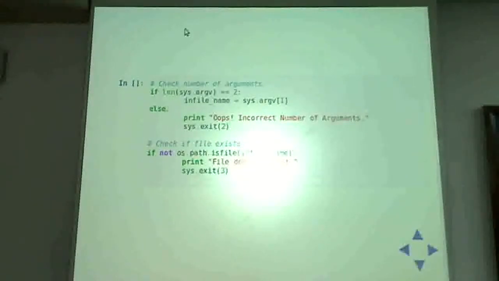Since I'll be supplying just one argument, which is the name of the file, I will first check whether the length of sys.argv is equal to 2. If yes, I will take the second argument, sys.argv[1], and store it in a variable called infile_name. Else, I'm going to print a message to the user saying, oops, incorrect number of arguments, and then I'll exit. Can you tell me what this 2 means here? What does sys.exit(2) mean? So what does the 2 mean here? Guesses?